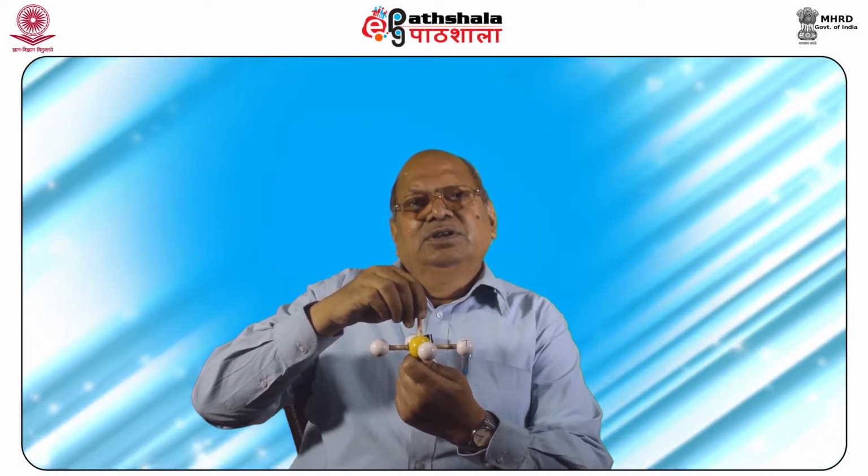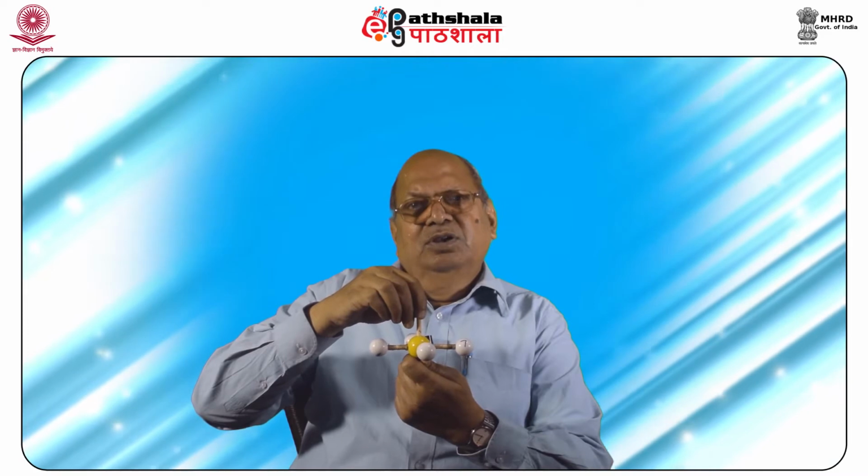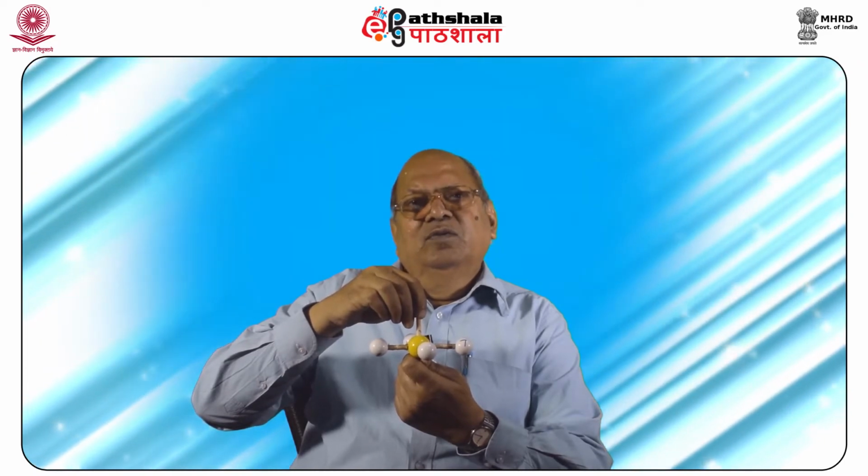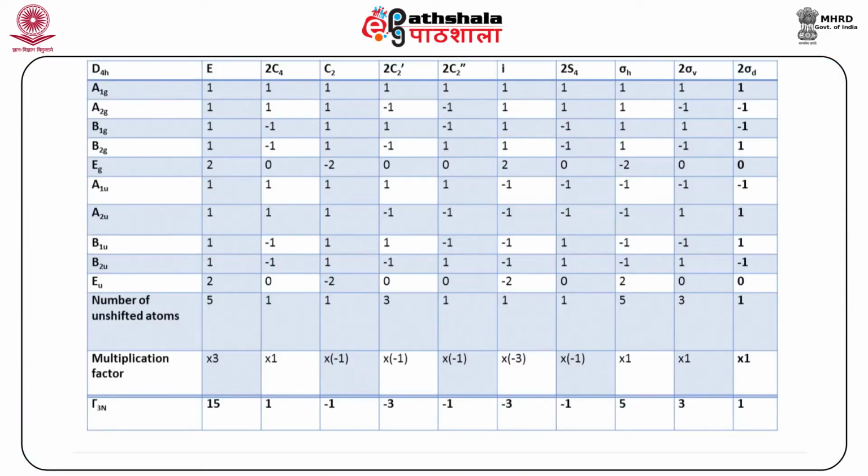Now, the table which is given summarizes the effect of various symmetry operations of the D4H point group on these 5 atoms, xenon and 4 fluorine. Under the number of unshifted atoms row, we find that all the 5 atoms under operation E are not shifted at all. Now, when I take the C4 operation, only one atom, that is the xenon atom, is not shifted. Similarly, you can go for C2 which lies along the C4 axis, that also gives the xenon atom as not shifted.